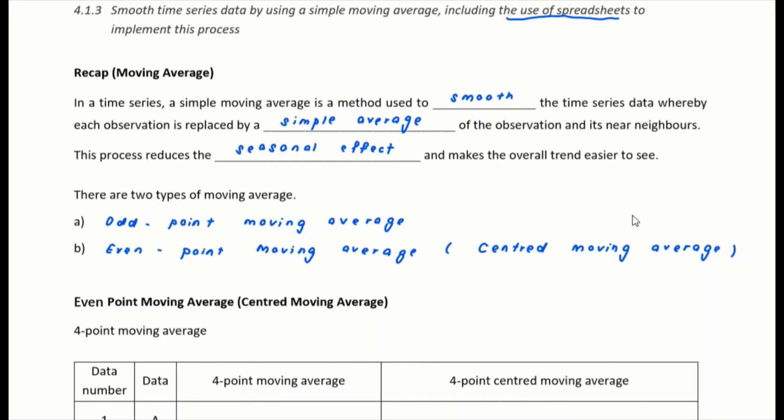I hope that you already get the idea and that you are able to create the time series plot in your calculator and also compare the data before you smooth it and after you smooth it. Let's start the lesson here by looking at how we can use our calculator to help us carry out the odd point moving average.